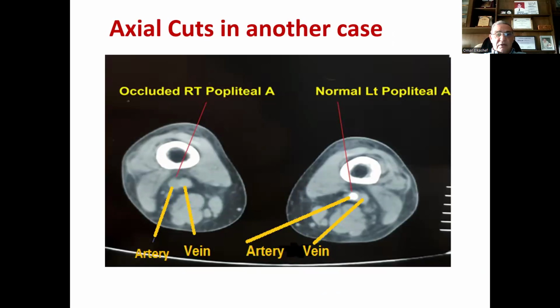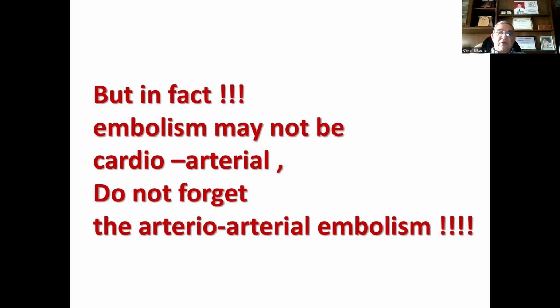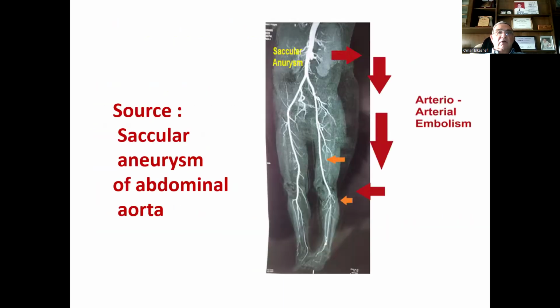Axial cut in another case: this is an occluded right popliteal artery, while the left popliteal artery is normal. But in fact, embolism may not be cardio-arterial. The previous description was about cardio-arterial embolism, but embolism may not be cardio-arterial. Do not forget the arterio-arterial embolism. This is a case of left popliteal occlusion, the source of embolism being a saccular aneurysm of the abdominal aorta.